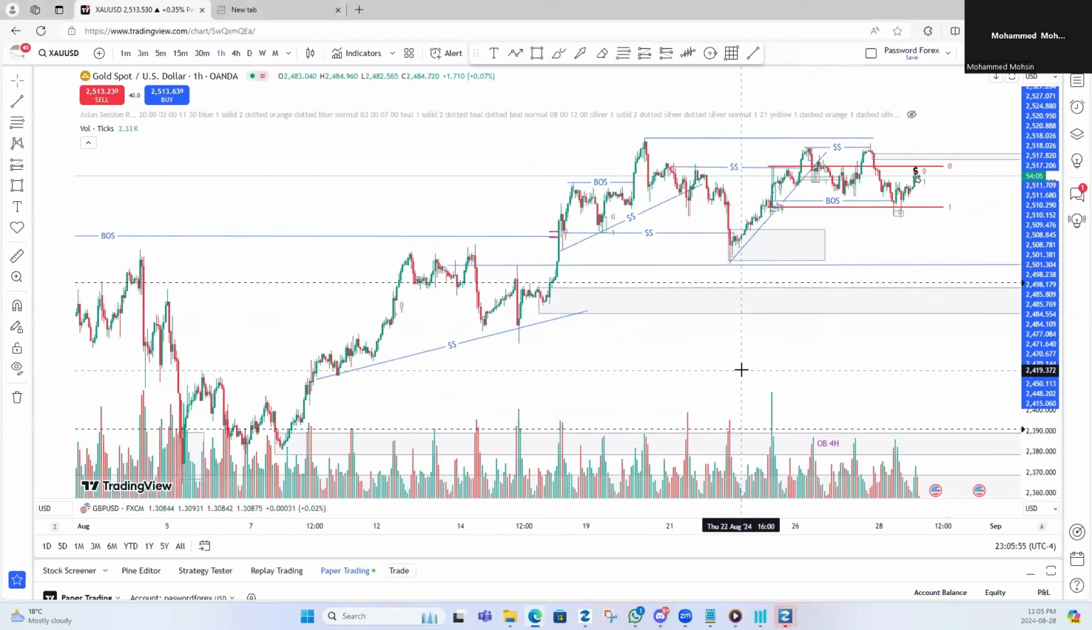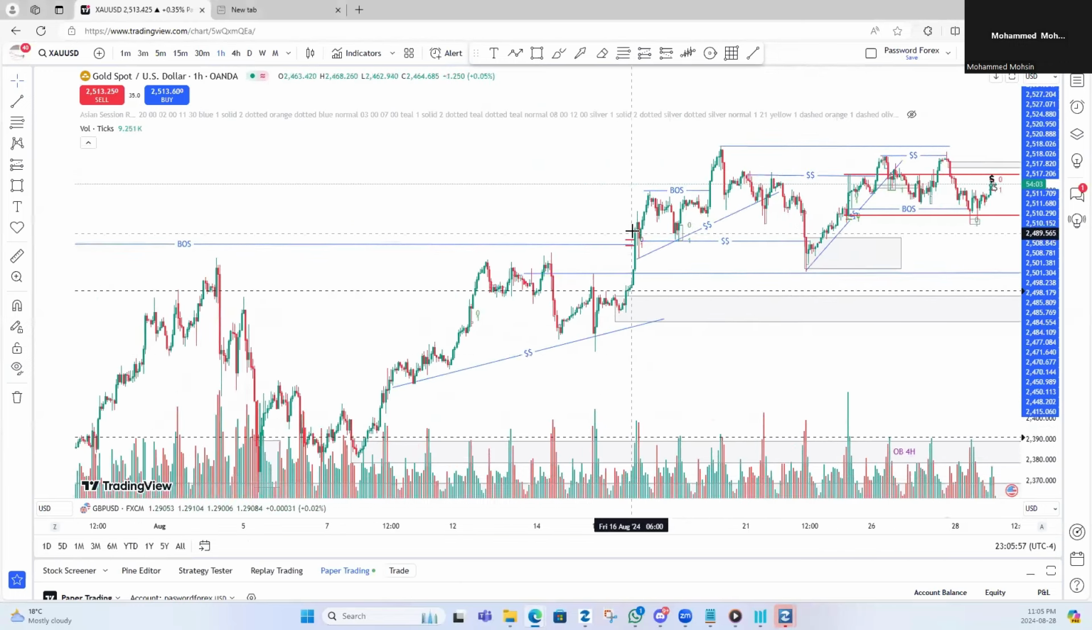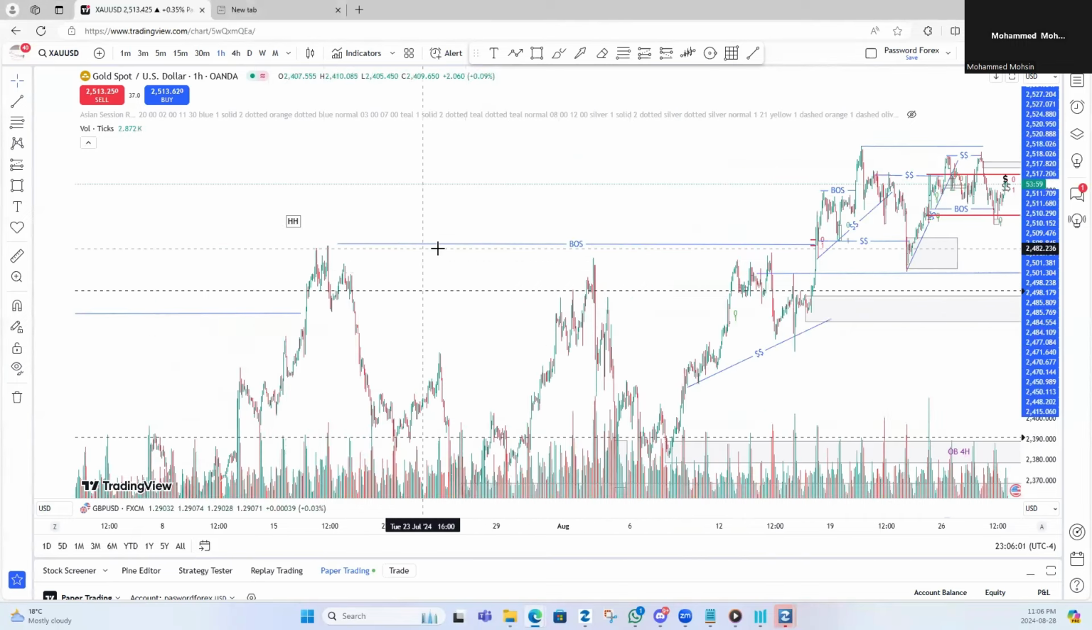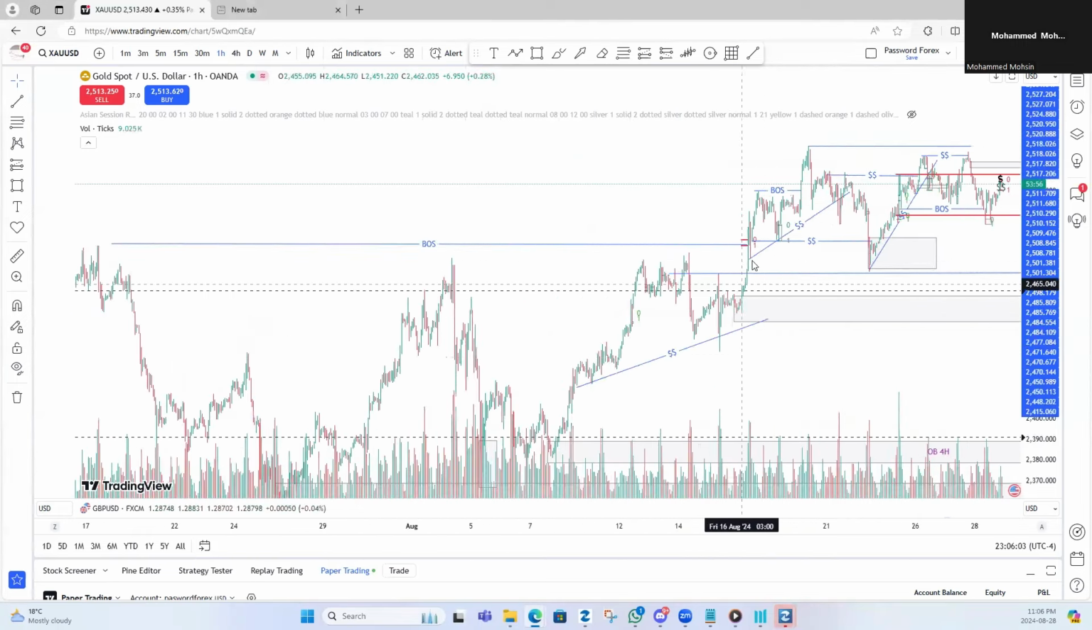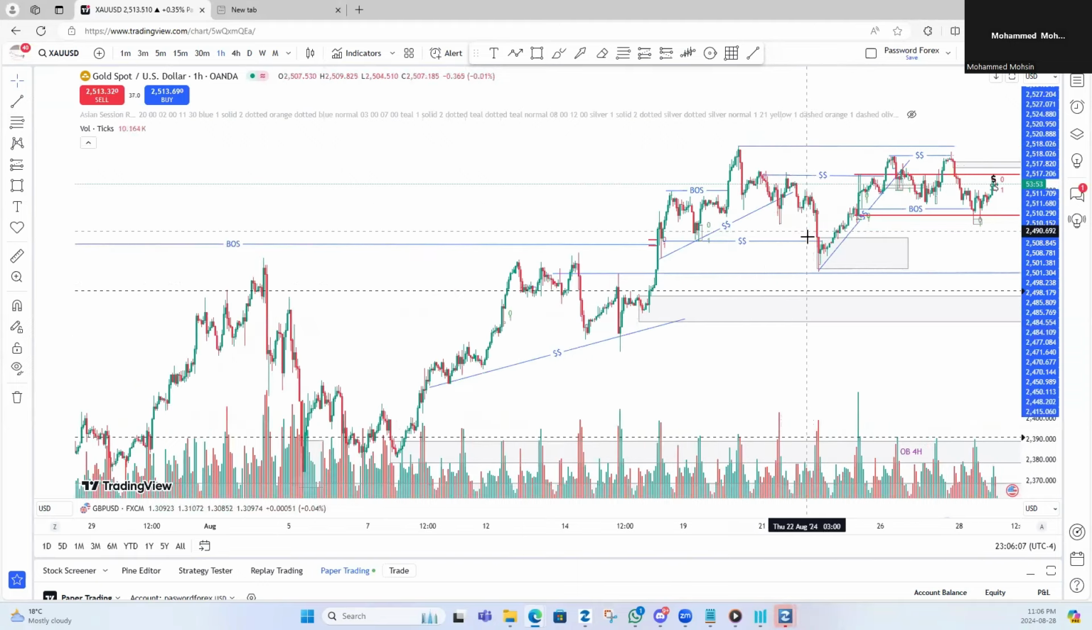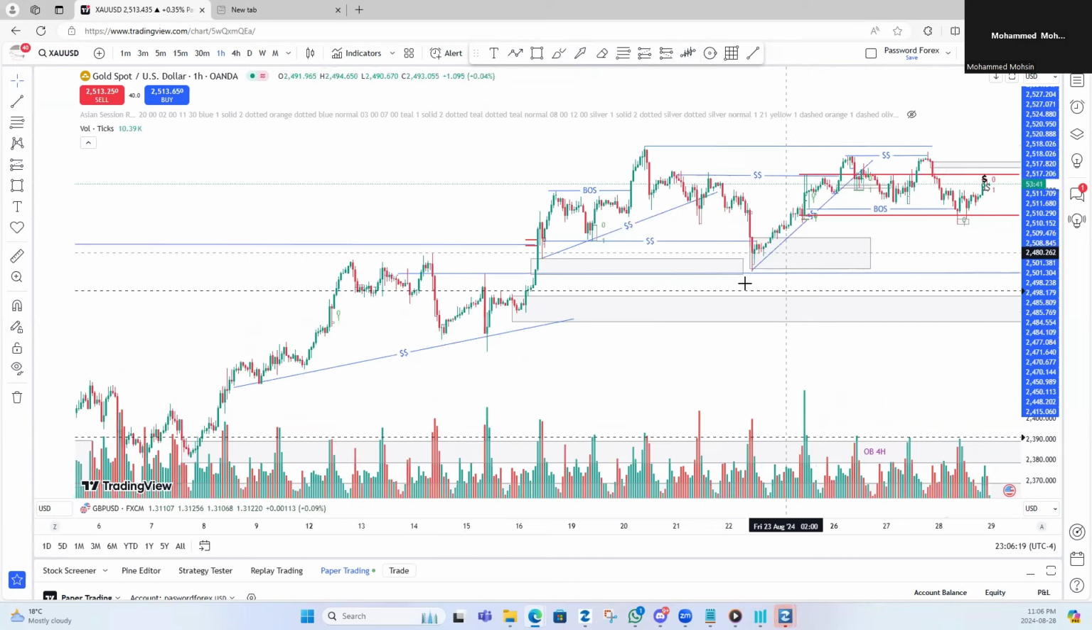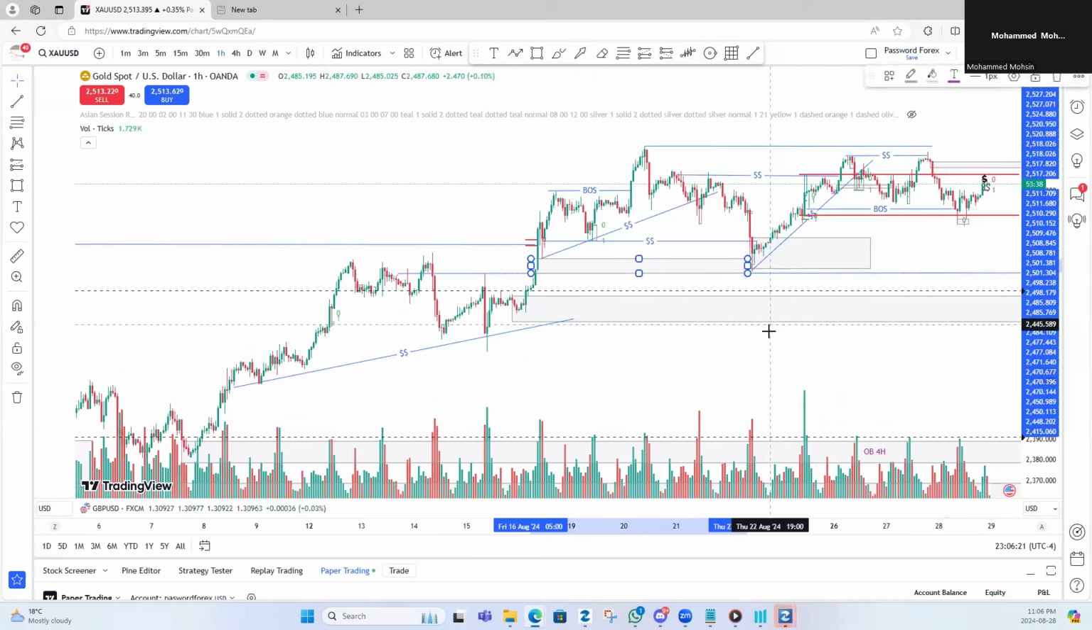All right, so basically what happened here, gold broke the structure around this area. You can see structure was broken here and gold went all the way up and I was waiting for gold to pull back to this area right here. The area is right here. My FVG is over here. Okay, and I was expecting gold to come around this area around this time, right?